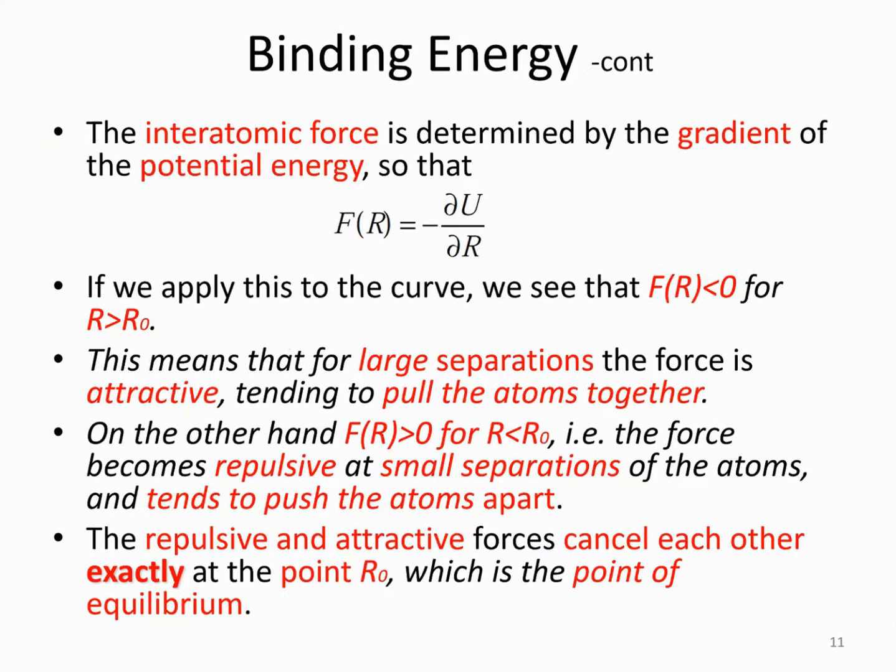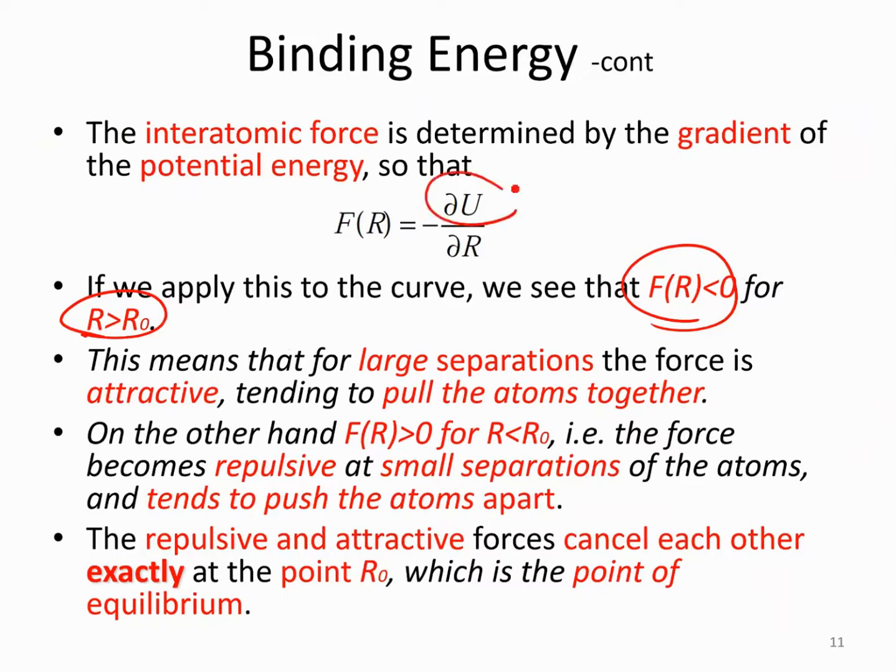So the interatomic force is determined by the gradient of the potential energy, so that F equals negative dU over dr. If you apply this to the curve, you will see that F is negative for R larger than R naught.